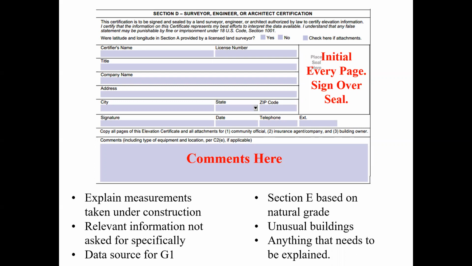And so for section E, that should be on natural grade. And if it's not for some reason, then that should be explained. So we have seen a building that had slab on grade on one side and then a slope, and where the slope came in, they built in a crawl space on the other side, which is similar to what I talked about with the raised slab on grade and an office building that had a crawl space. It's something like that, where there's two different types of foundation. Explain that.